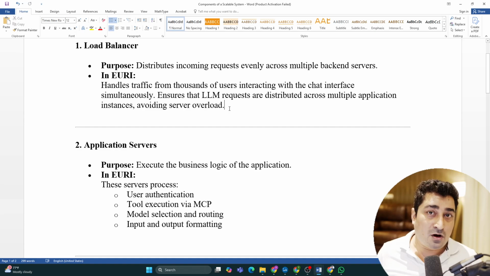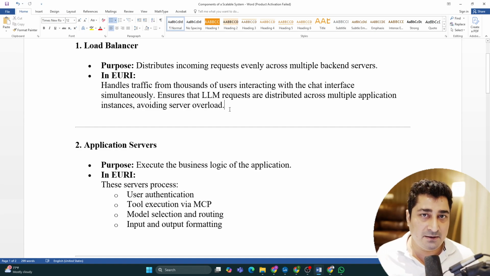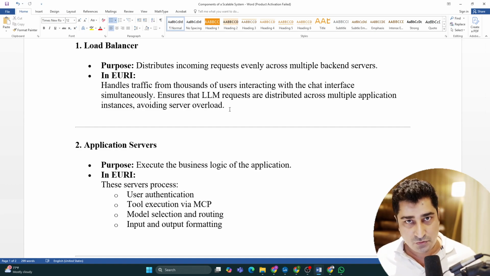That is the first component for any kind of scalable system. It doesn't matter whether you are going to design Yuri or some other kind of system like Netflix, Uber, Ola, or Amazon. Everywhere you have to apply a load balancer.